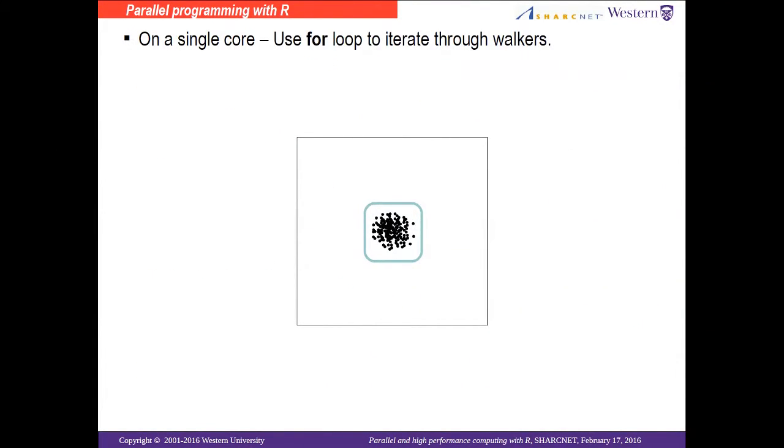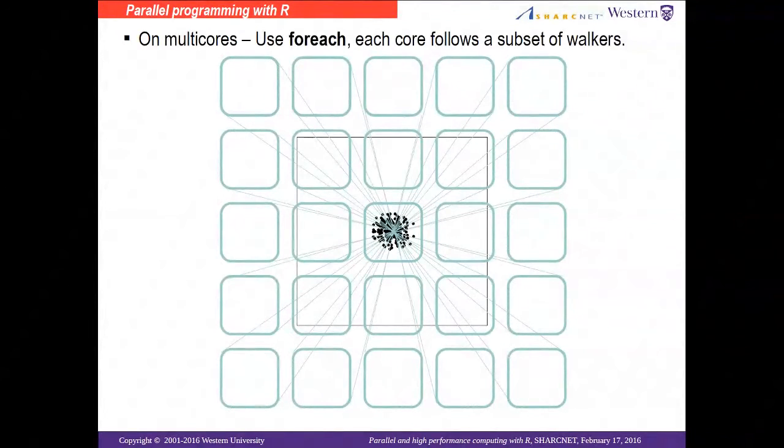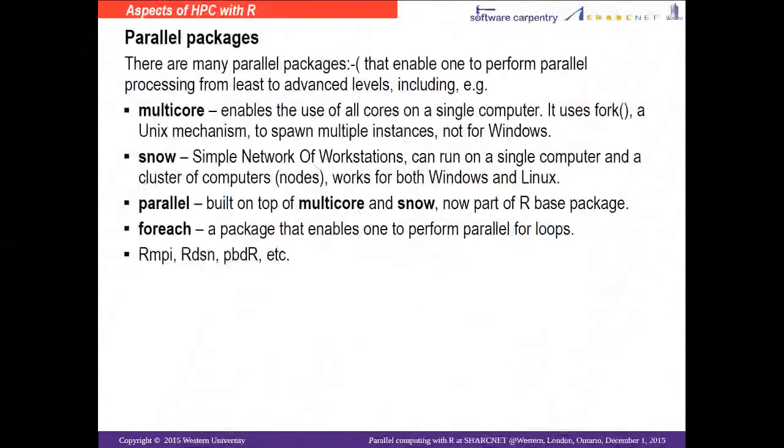Now, if we're going to simulate this on a single core, and of course, for those of you who have done programming, we will use a for loop to iterate through the walkers. We have a whole bunch of walkers, and we just iterate over them using a for loop. But if we have multiple cores or multiprocessors, then we might use a foreach, and each core will follow a subset of walkers.